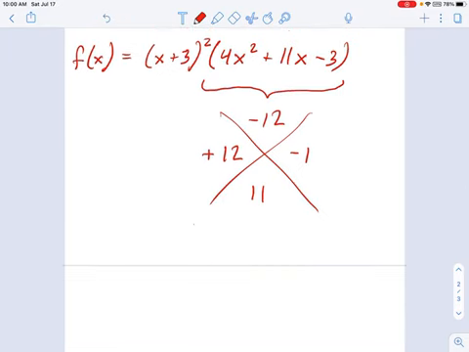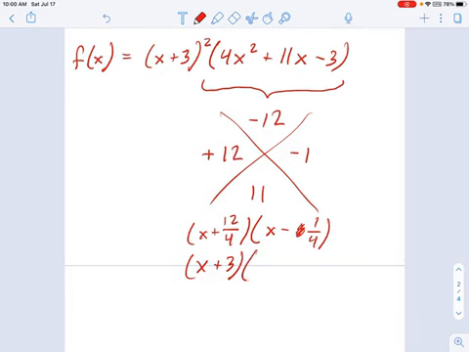So now we say x plus 12, we divide it by the initial coefficient, 4, the leading coefficient, and we do x minus 1. Excuse me, that's minus 1 over 4. Now we move things over. This becomes just x plus 3 because it simplifies. This one does not simplify, so we move the 4 over to the x, and that's the factored form.